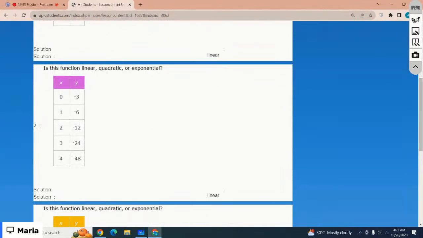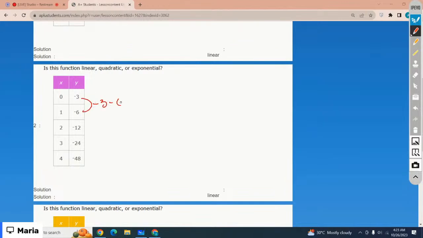Okay, let's just look at the second one. Negative 3 minus 6, so that means negative 3 plus 6, that is 3. Then you have negative 6 minus negative 12. Hold on. Negative 6 minus 3, that would be negative 3. Okay, negative 12 minus 6. How is it linear? It is not the linear function.